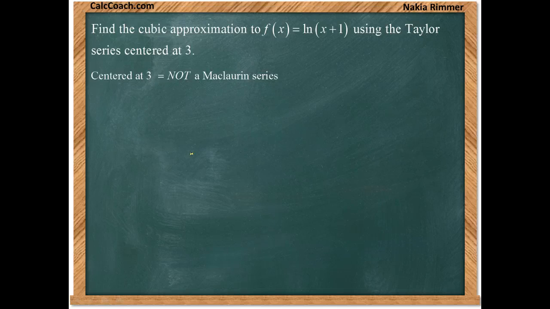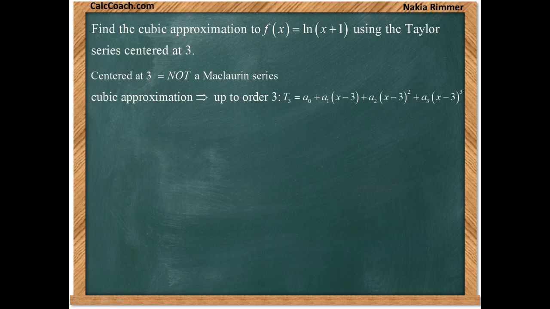How many derivatives? Well, it says a cubic approximation. That means that we go up to order 3. And so we need to find the coefficients A0, A1, A2, A3. And these are coefficients on powers of x minus 3 because we're centered at 3. So we start with the function f of x.